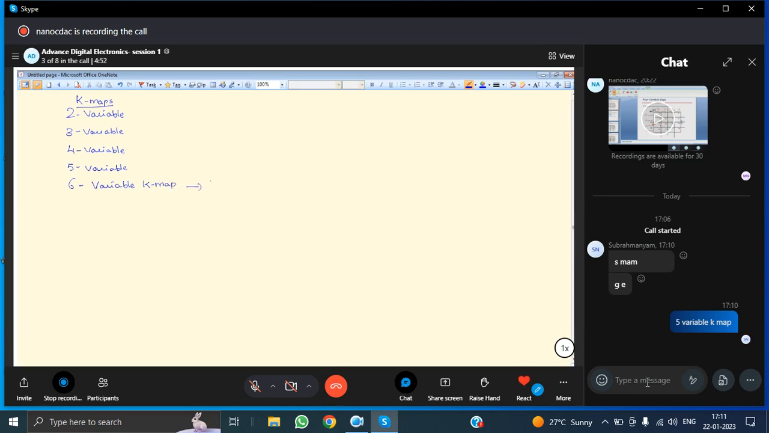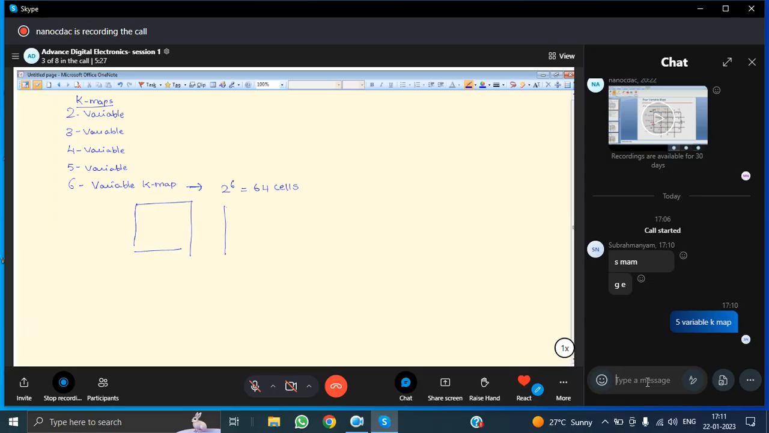For the six variable K map, I did not have the figure to show you. It was in JPEG, but here I will show you the six variable K map. You need not solve any problem on this. If you want, I can solve it for you, but it's of no use. You can easily do it. So 2 power 6 is equal to 64 cells, or 64 blocks, in a six variable K map.